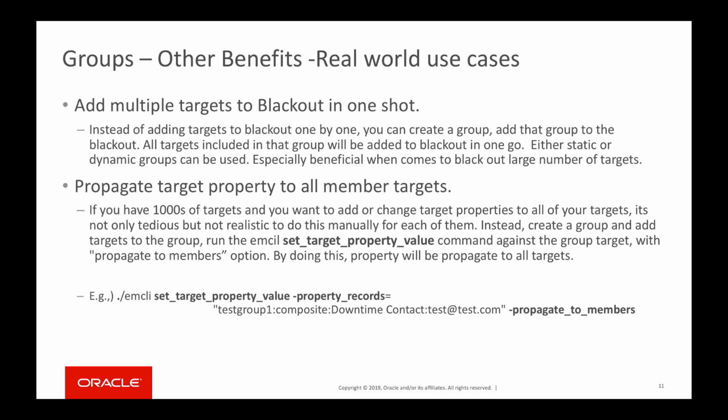So here you can run an EM-CLI command that's shown in this example. The point is to use the optional parameter propagate to members, and this will change target properties to all the targets in that group in one shot. An example command shown in this slide is when a customer needed to add a downtime contact target property to thousands of their database targets so that they can use the blackout monitoring feature to monitor them during their planned downtime. There are several ways to do so, but what worked best for them was to run this command.